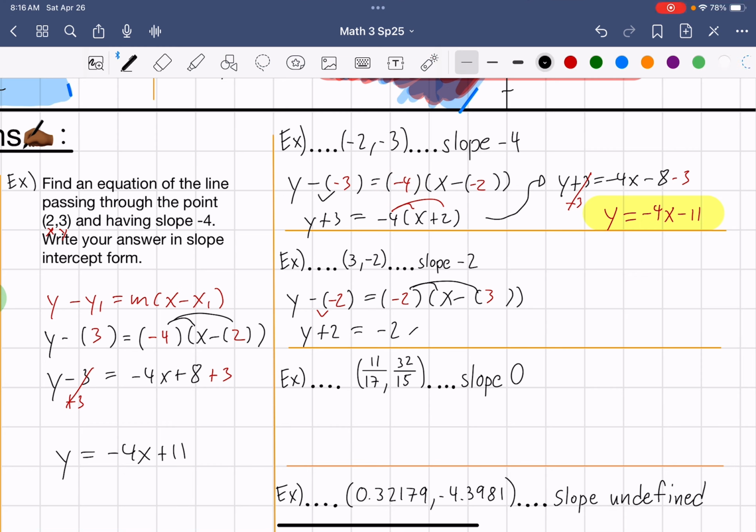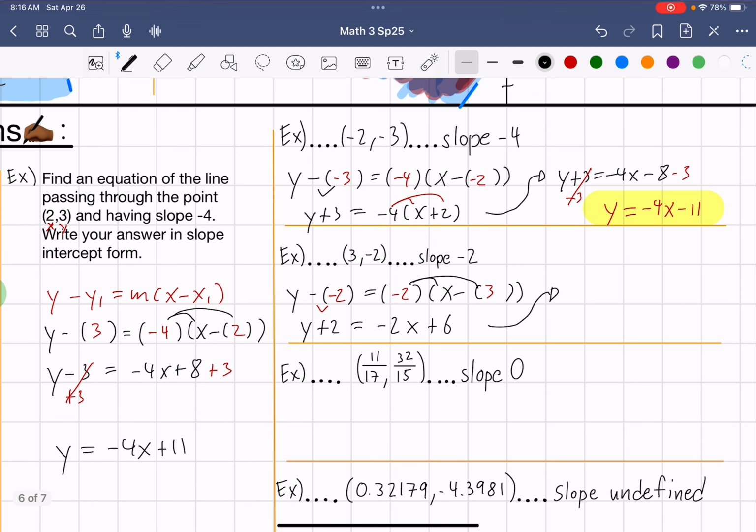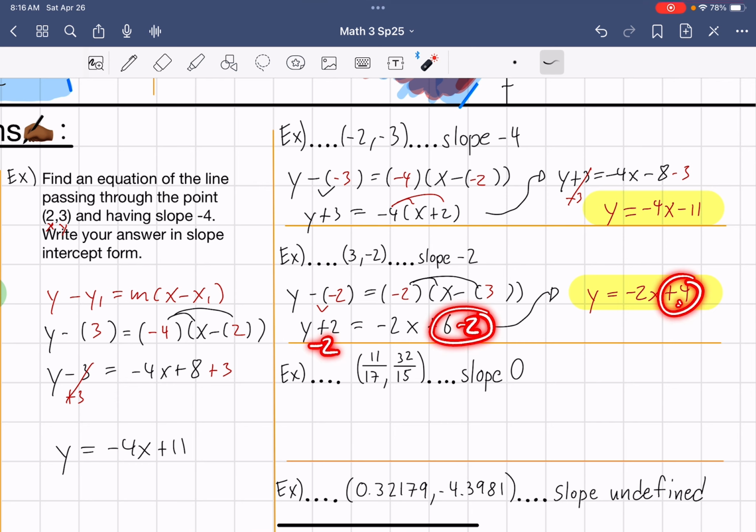That's going to be -2x plus 6. And then I just need to move this 2 over to put it in slope-intercept form. By subtracting 2 from both sides, that will leave me with y is equal to -2x plus 4. I just didn't show it, but it's just subtract 2, subtract 2, that makes that into a 4.